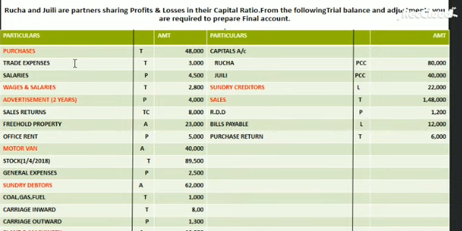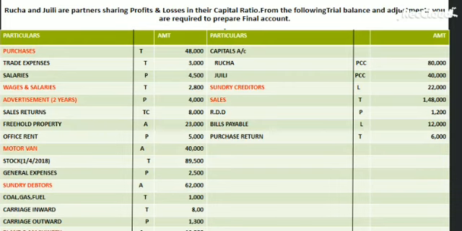Purchase return we are going to minus from purchase, and sales return we are going to minus from sales, and there is a hidden adjustment of advertisement, that is of 2 years. It means we have paid for 2 years. So here we have done adjustments which appeared in the trial balance. Now we are going to see adjustment here.